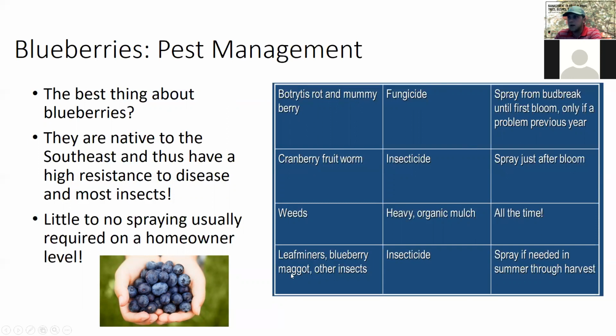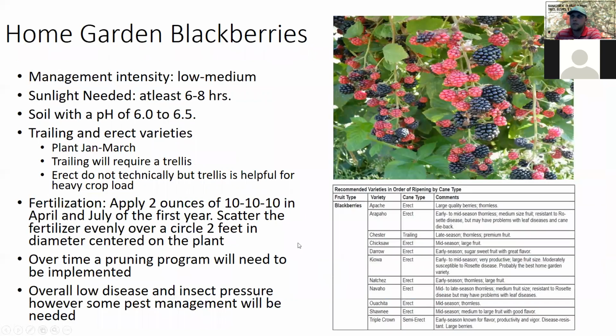You can get some leaf miner damage, blueberry maggot, but if you ever have any issues with insects on your blueberries, just give your extension agent a call. But typically, not too much of an issue.